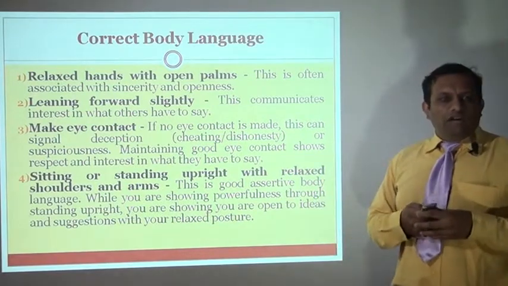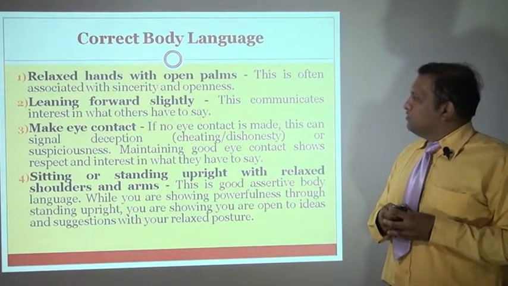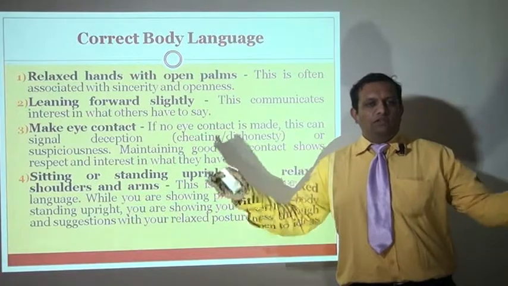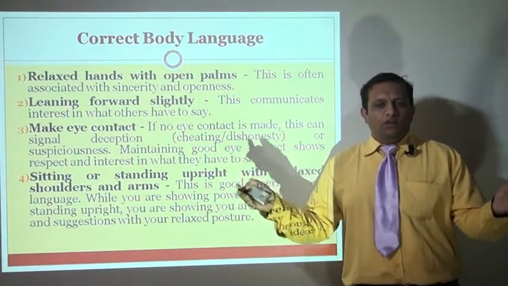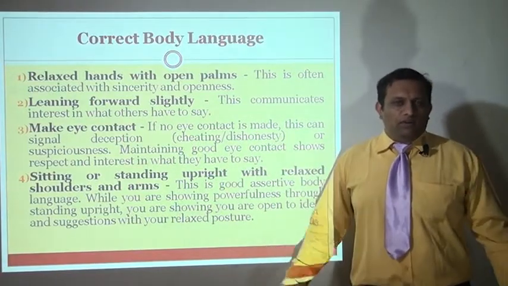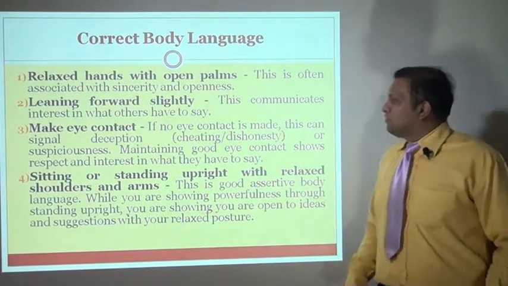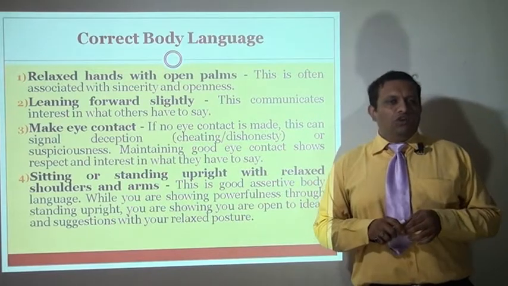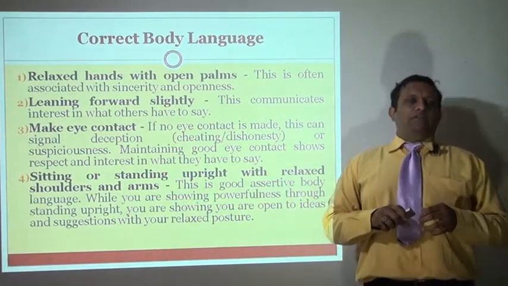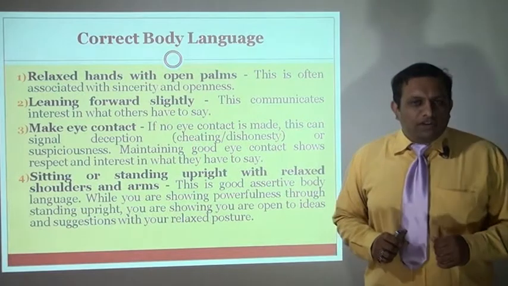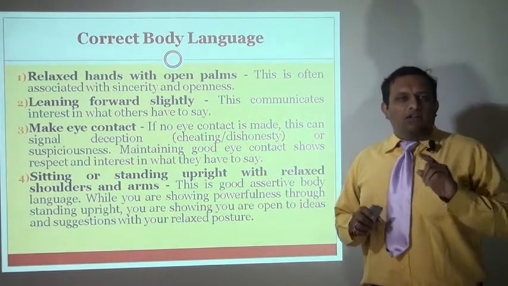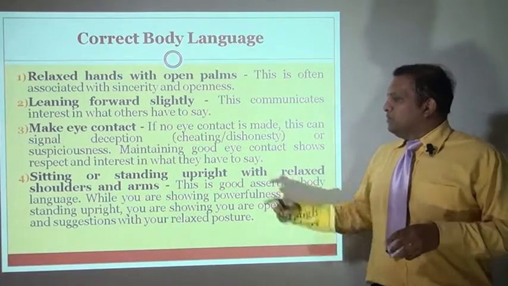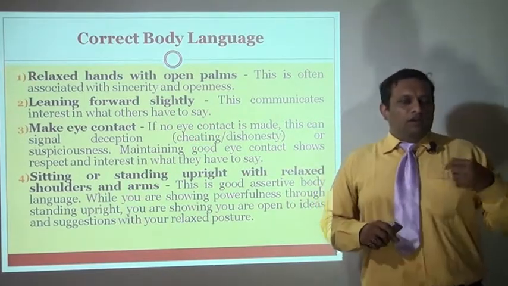So, what will be the correct way in which we can convey our body language? First, in positive body language, always have your hands in an open manner, something like this, or straight next to your legs. Second, lean forward slightly. You need not be over-leaned or leaned backwards, but you need to stand in an attentive posture so that the person comes to know that you are keenly listening to what he is trying to say. Third, make eye contact.